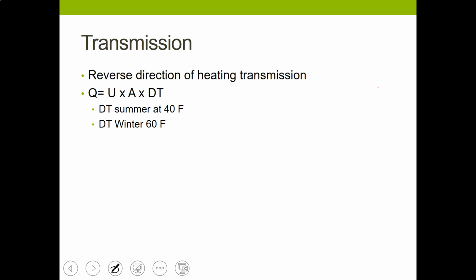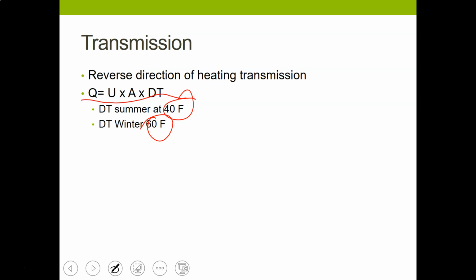Transmission, we did talk about transmission a lot. It's the same equation, only this time the temperature is different. So the temperature difference in the summertime, I'm talking about maybe New England here, it's around 40 degrees Fahrenheit. In the winter, it's a little bit higher. And again, it depends on the location and what your design temperature inside is and what the temperature outside is.